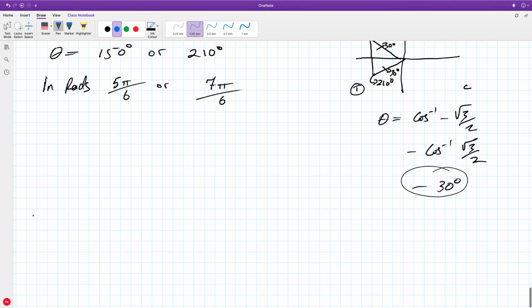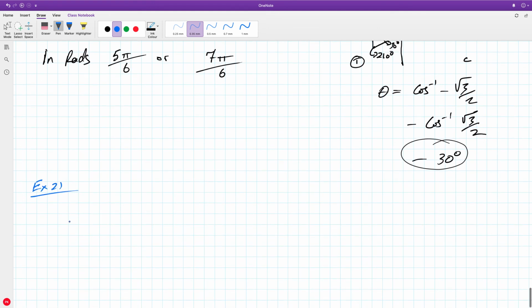Example 21, we're flying through. Just before we move on to double and triple angles, one more of these: the sine of theta is equal to minus 1 over root 2, where theta is in rads, between 0 and 360, 0 and 2 pi.